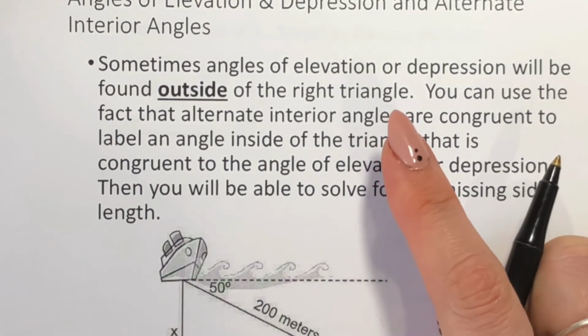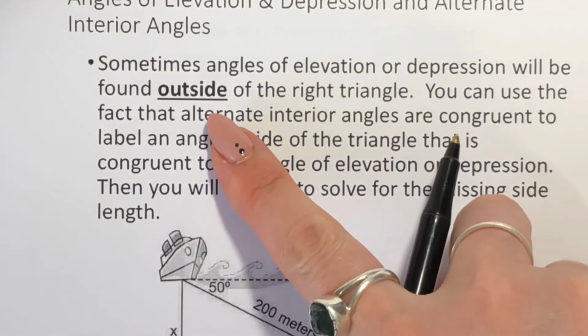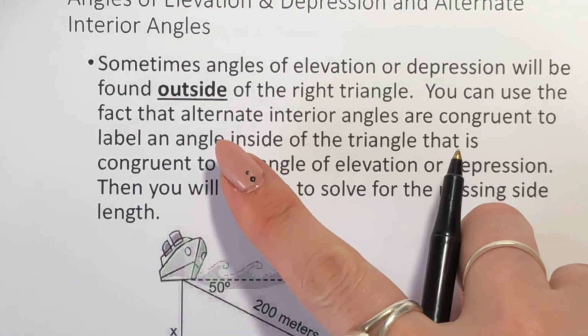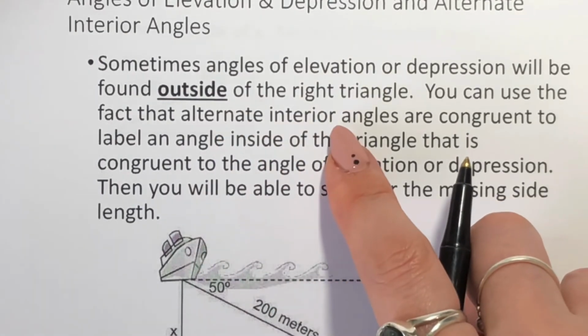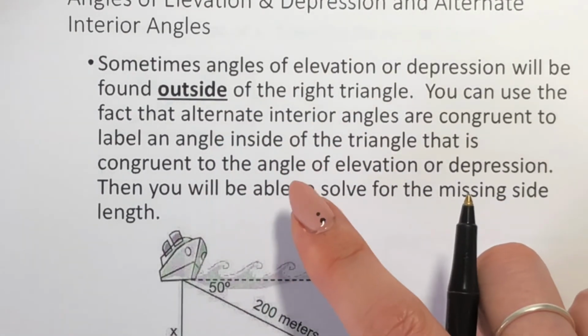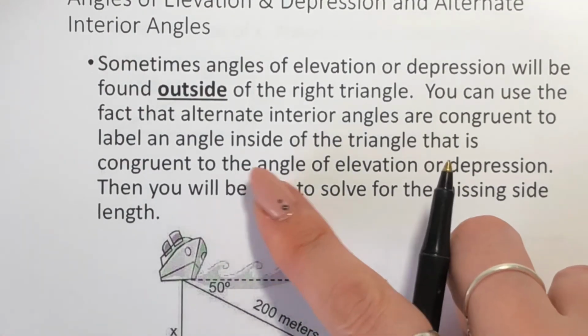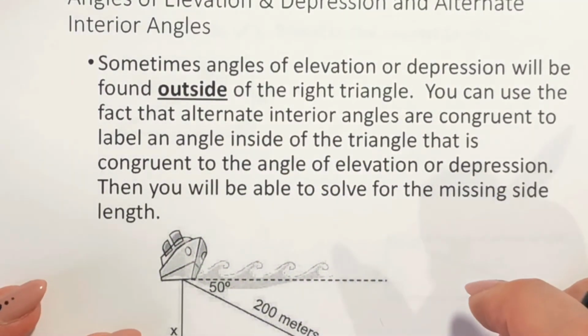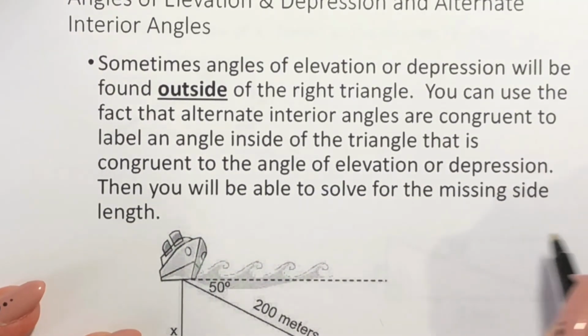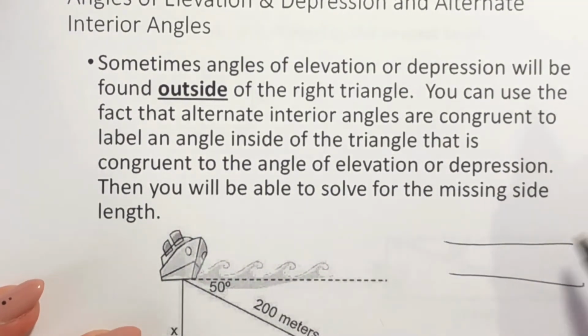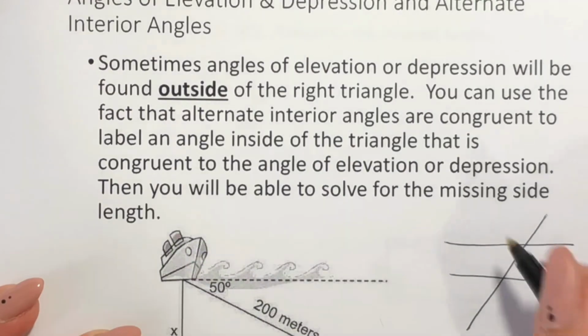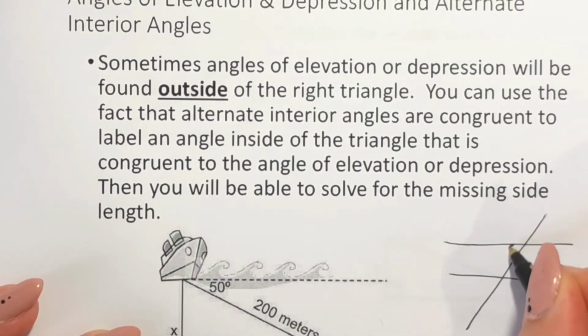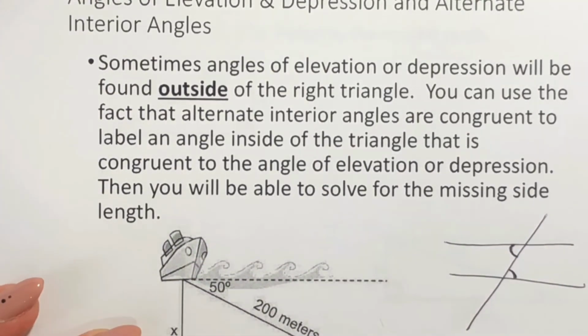So sometimes angles of elevation and depression will be found outside of the right triangle. You can use the fact that alternate interior angles are congruent to label the angle inside of the triangle that is congruent. So that's going back to some of our previous units where we would have parallel lines cut by a transversal, and we learned that alternate interior angles are congruent. They're the same size. So we can use that same idea when we are labeling a picture.